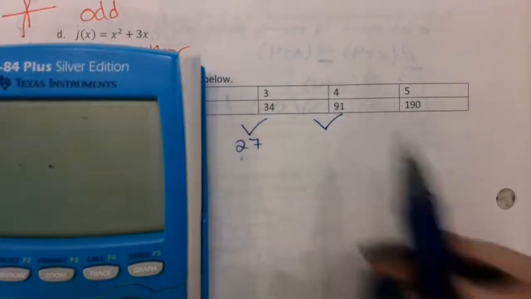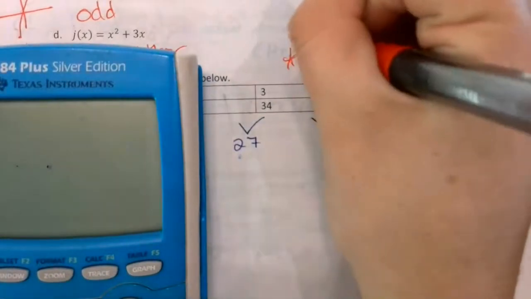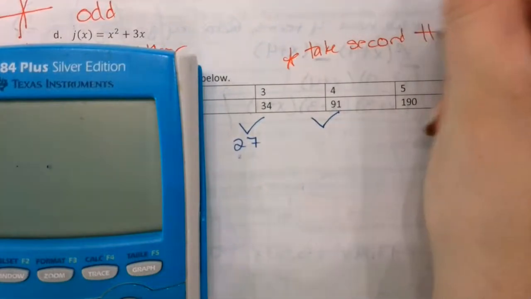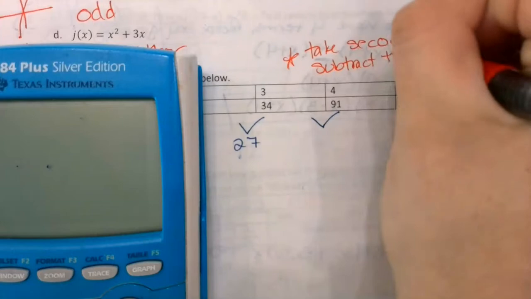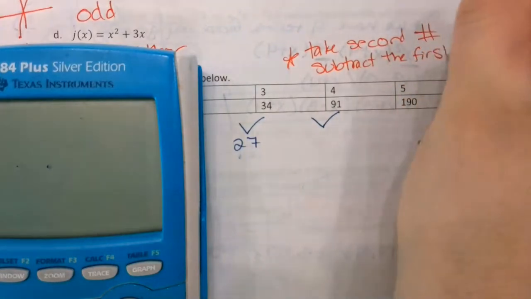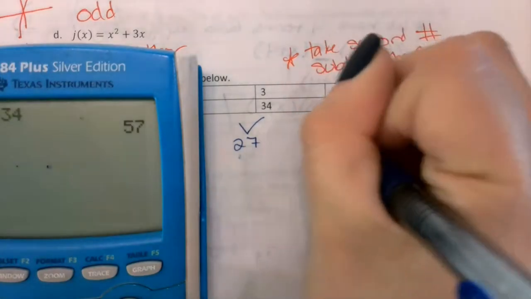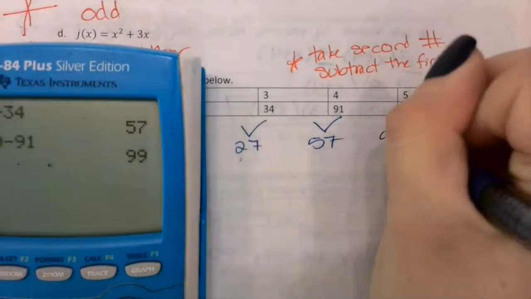So what I can do is I always take my second number, subtract the first. So I'm going to do 91 minus 34, which gives me 57. Then I have 190 minus 91, which gives me 99.